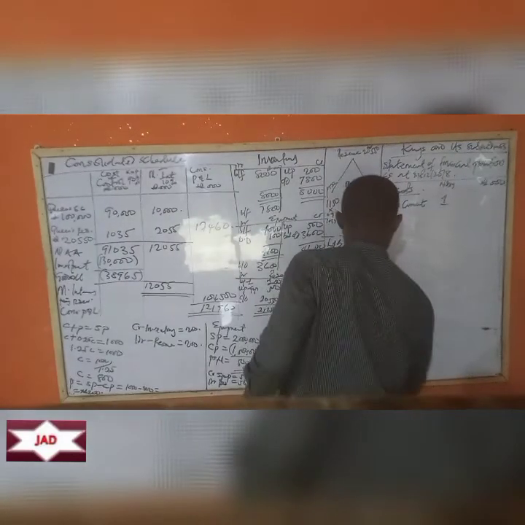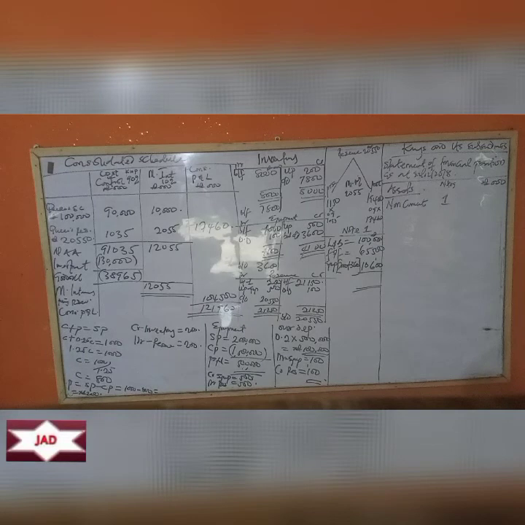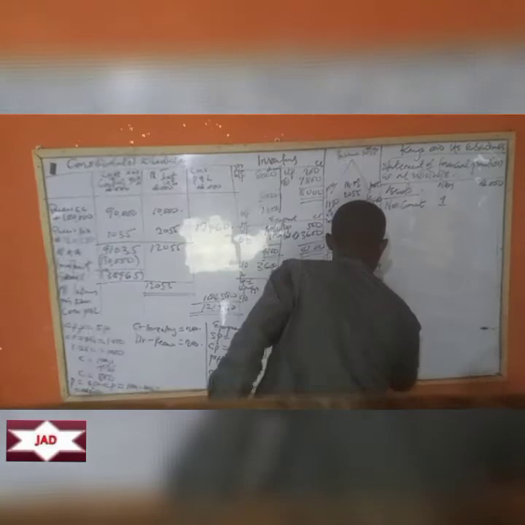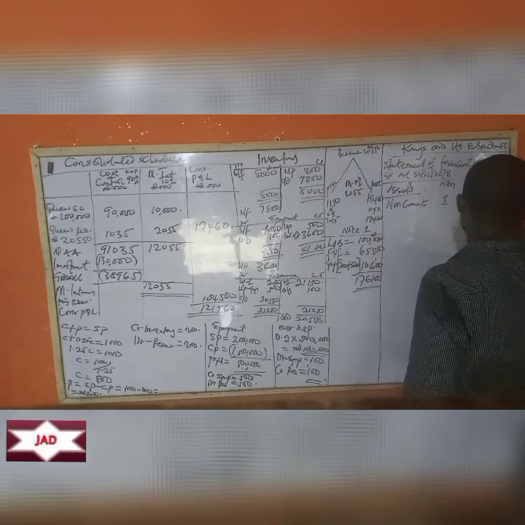So add up. What do you have? 100,000 plus 65,500 plus 10,600. That's 176,100. So non-current is 176,100.